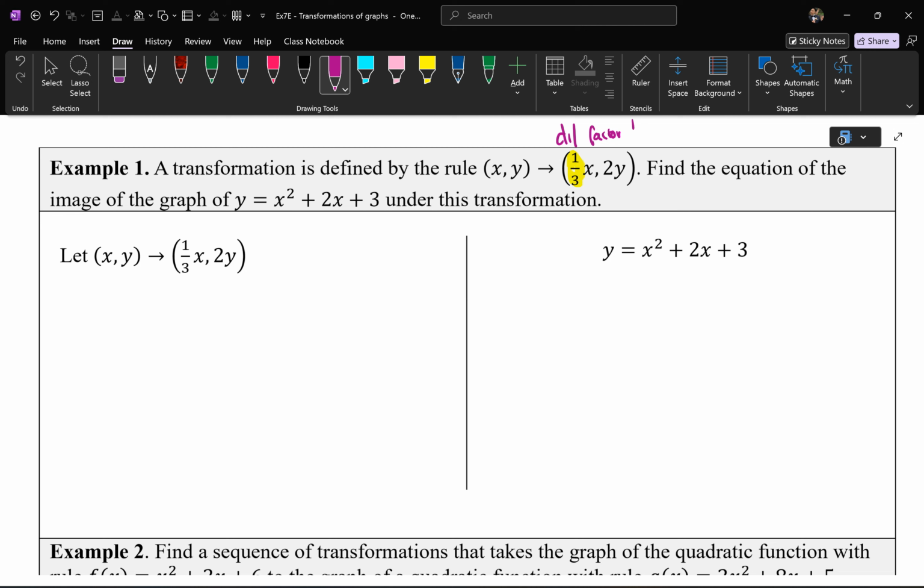Good. Dilation of factor 1 on 3, and the key one is from? No, it's from the y. Okay, and that's the confusing part. So just be careful when you're writing your answers because it does matter. So in a SAC, I would penalize you if you put an x there.